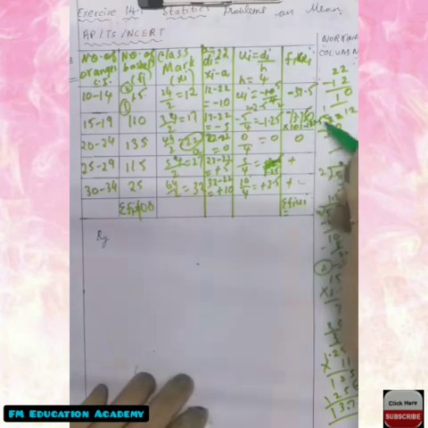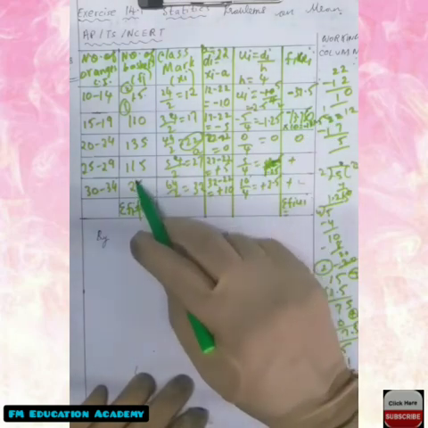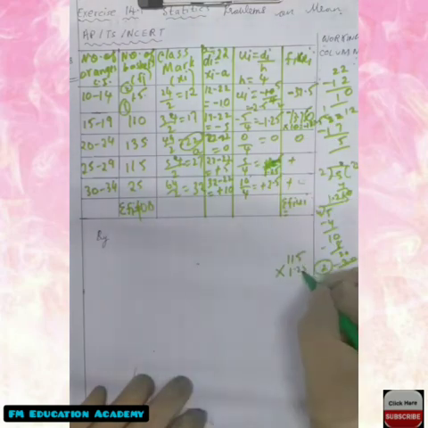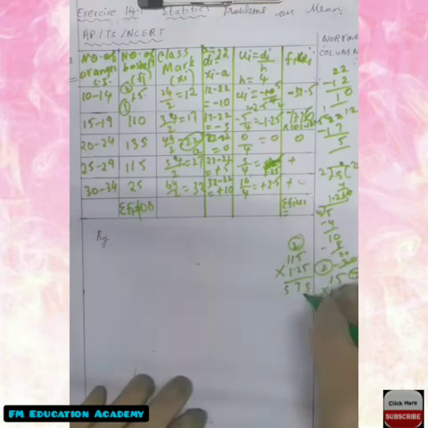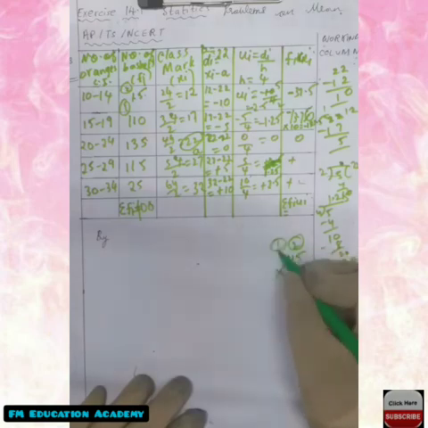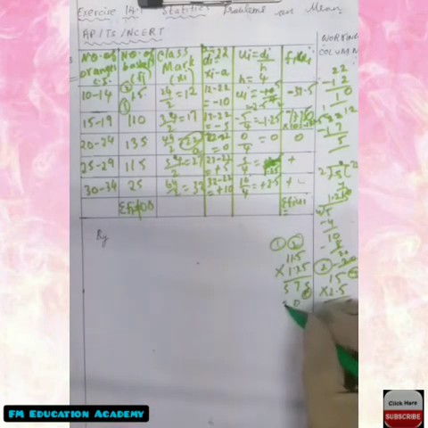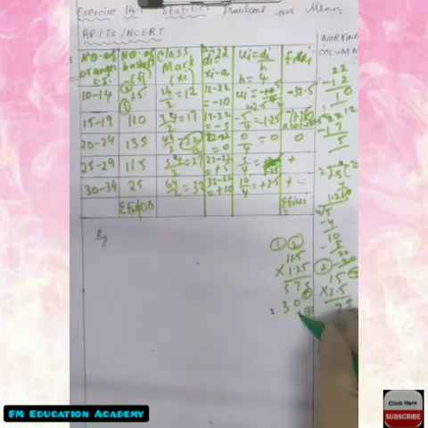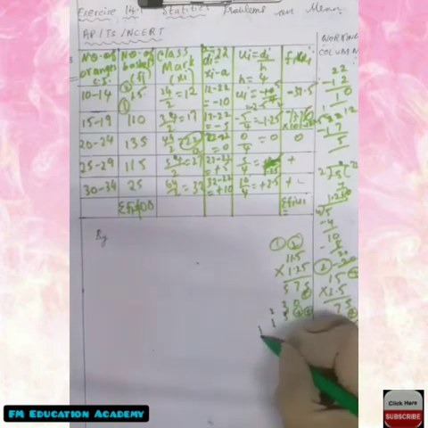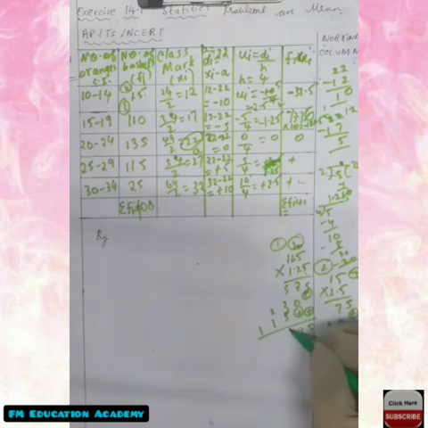This is minus 137.5. Next 115 into 1.25. 5 5s are 25. 5 1s are 5. 5 plus 2 is 7. 5 1s are 5. 2 5s are 10. 2 1s are 2. 2 plus 1 is 3 plus 1 is 4. We have 143.75.